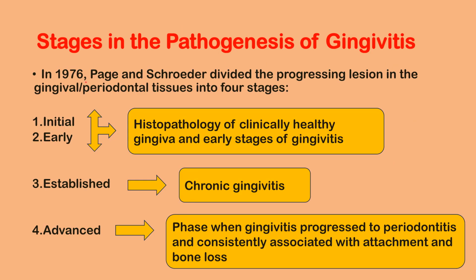Talking about the stages in the pathogenesis of gingivitis, in 1976, Page and Schroeder divided the progressing lesion in the gingival tissue into four different stages: initial, early, established, and advanced lesion. Initial and early lesions represent the clinically healthy gingiva histopathologically, and clinically the early stages of gingivitis. The established lesion represents chronic gingivitis clinically. The advanced lesion is a phase when gingivitis progresses to periodontitis and there is consistent attachment and bone loss.